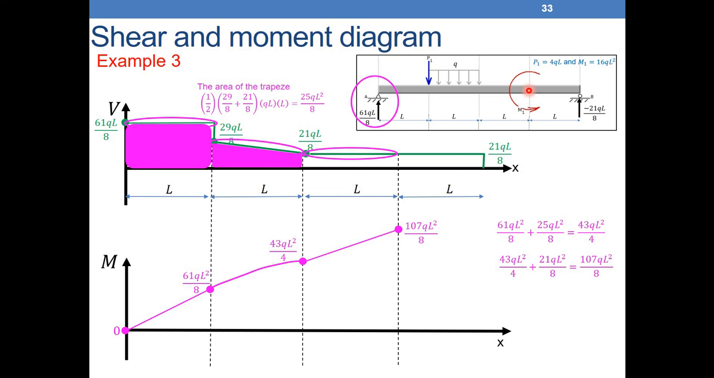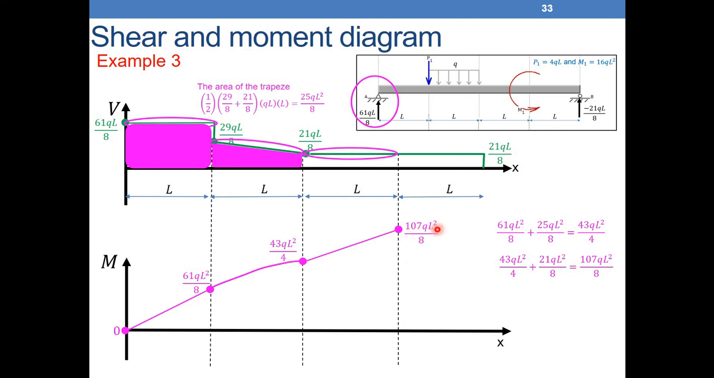What is the value of this moment? It is 16QL². Is this moment clockwise or counterclockwise? It's counterclockwise. So how will this moment affect my diagram here? Like in the case of a force, where we have a force P1 here, it will create a jump. Also the external moment here will create a jump. Is this jump down or up? If the moment is counterclockwise, we will go down. If the moment is clockwise, we go up. So the moment here is counterclockwise, so we'll go down by how much?